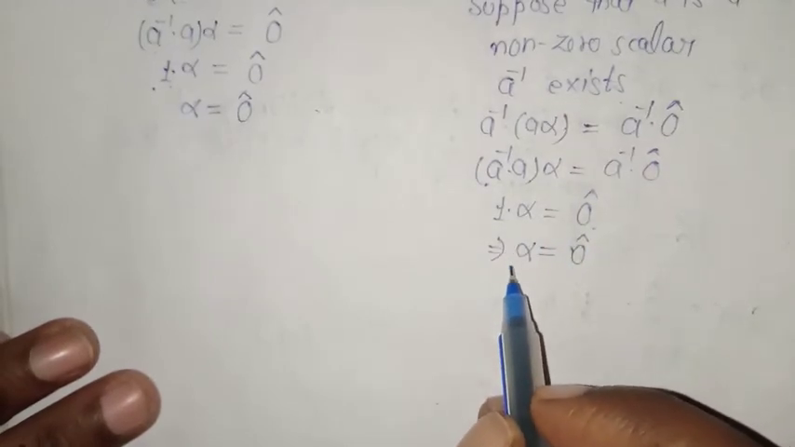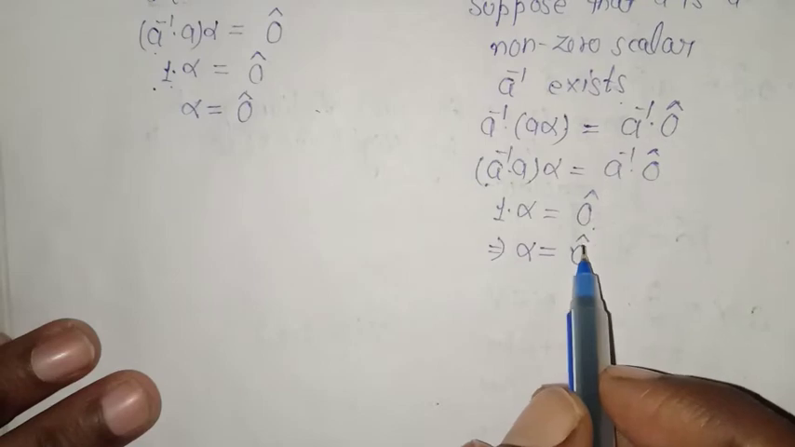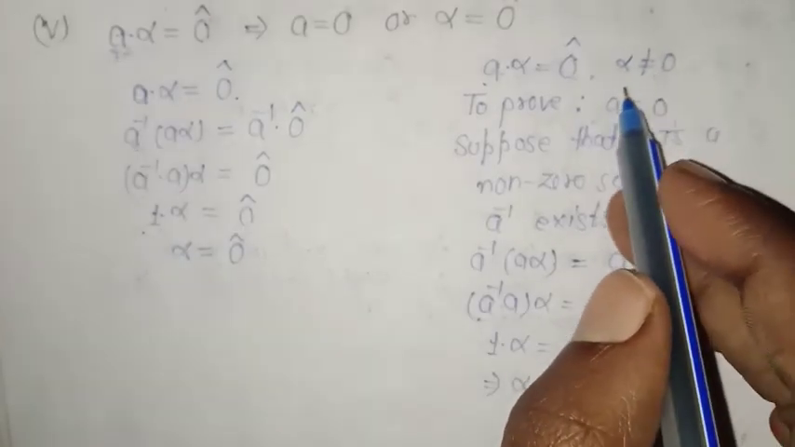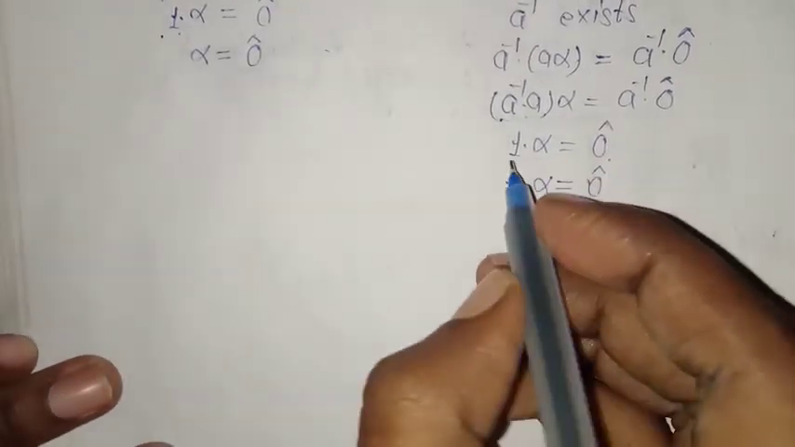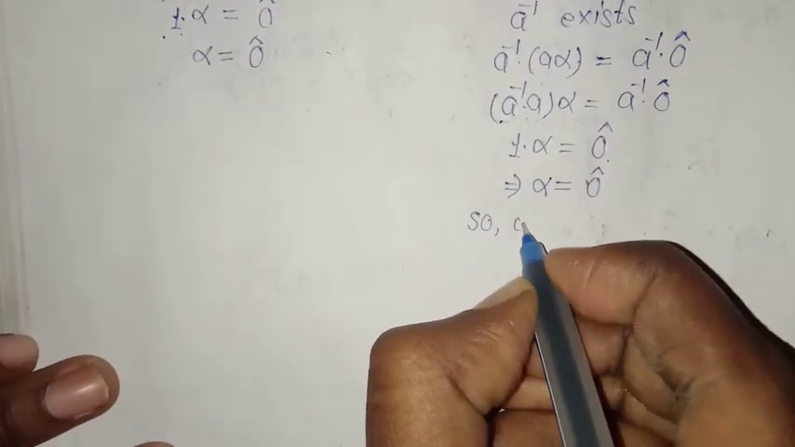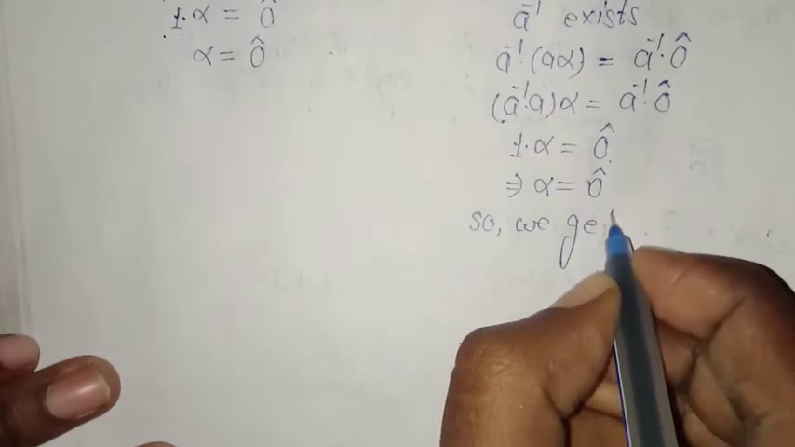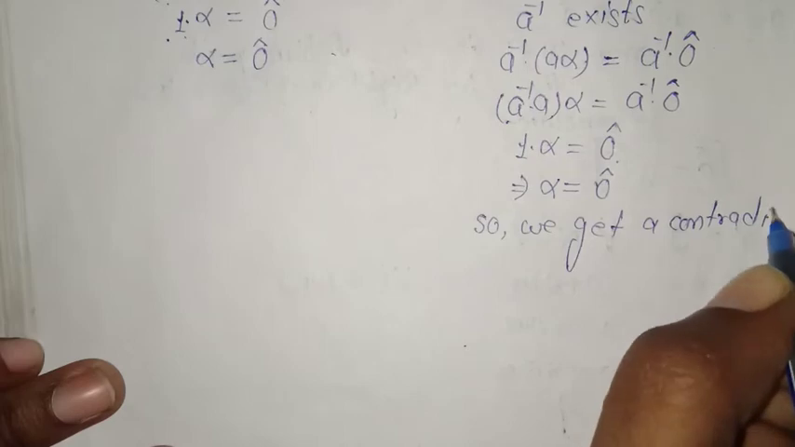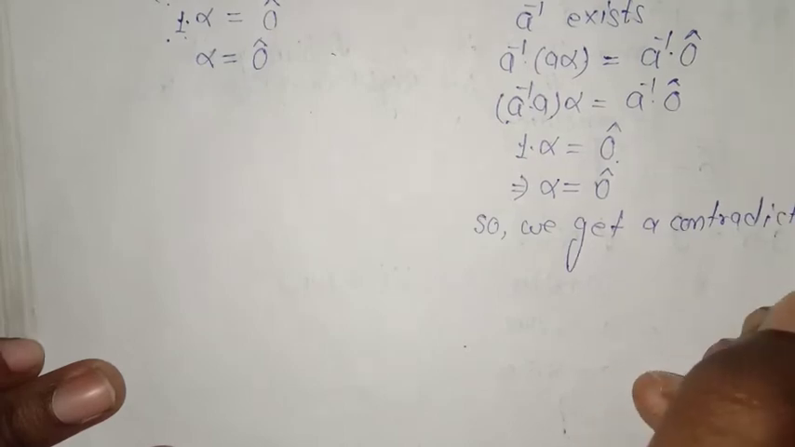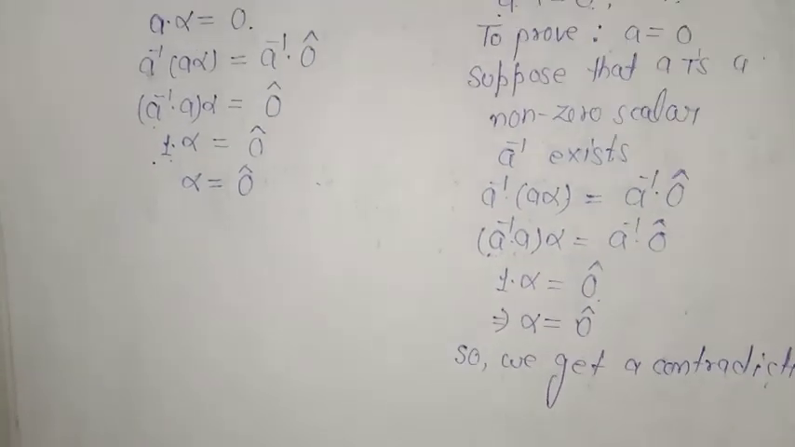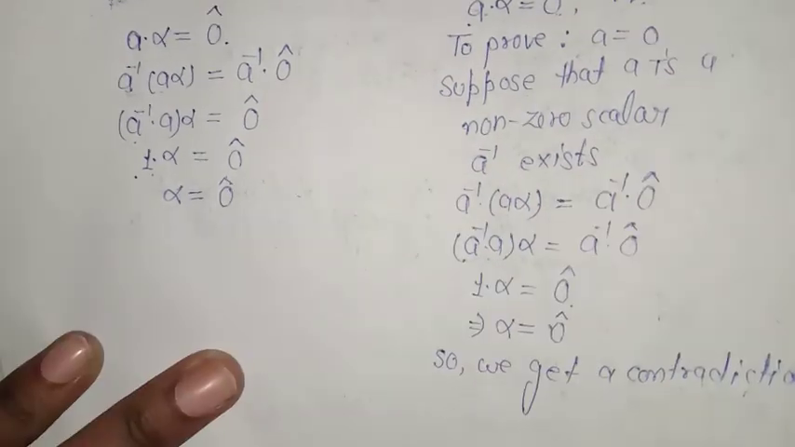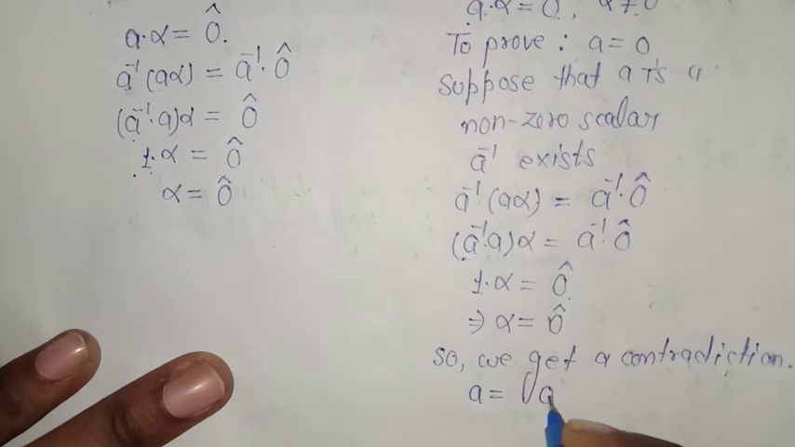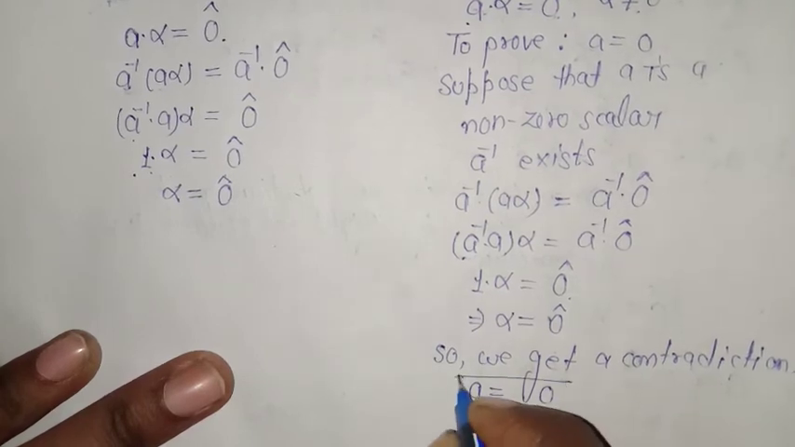This implies that alpha is equal to the 0 vector, but we have assumed that alpha is non-zero here. So we get a contradiction. This implies that our supposition was wrong. So A must be a zero scalar. So this proves property number 5.